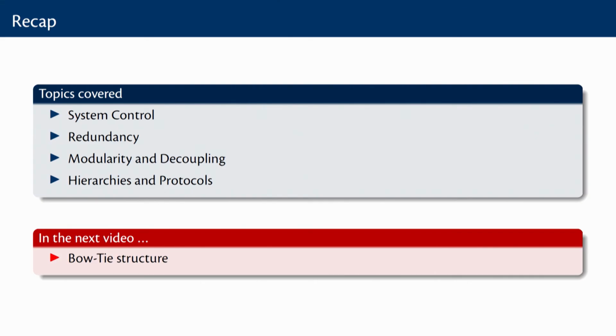So, in today's video we looked at some of the interesting mechanisms that enable robustness in biological systems such as system control, redundancy, modularity and so on, and in the next video we will start looking at the organizational principles or the key structural features that enable robustness, basically a bow tie structure.